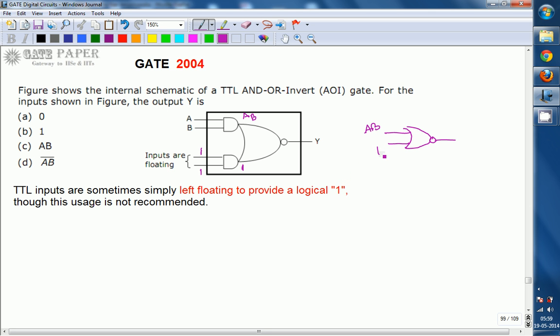The NOR gate first adds the inputs: 1 plus AB, whole bar. 1 plus something is 1, and the whole bar of that is 0. So the right answer for Y is Y equals 0. Y will become 0, which implies the right option is A. Whenever the inputs are floating in case of TTL, they will be considered as logic 1. You must remember this point. Thank you.